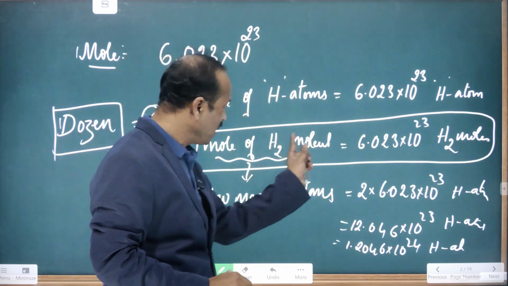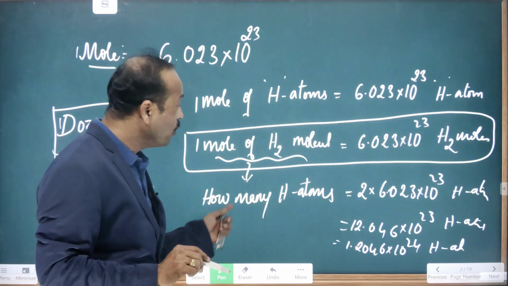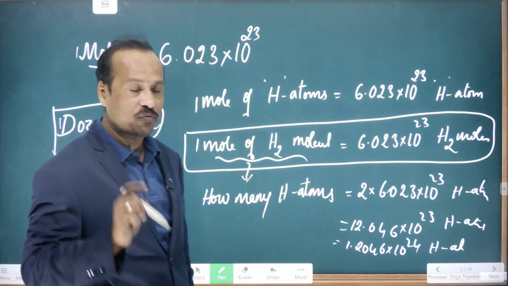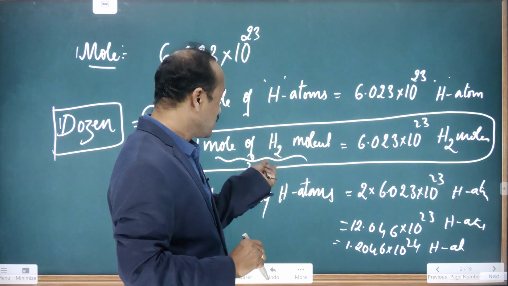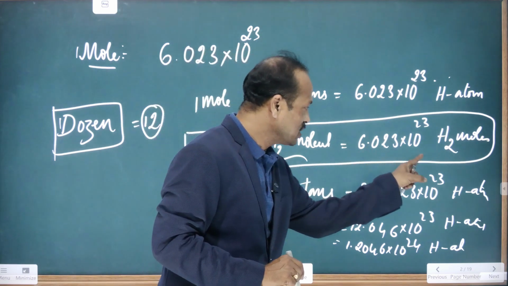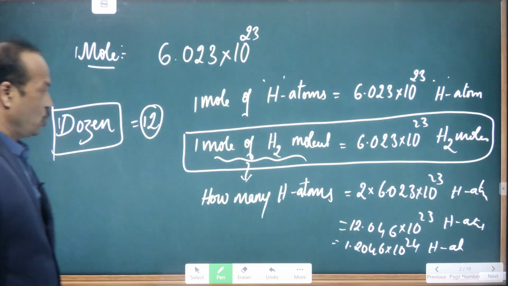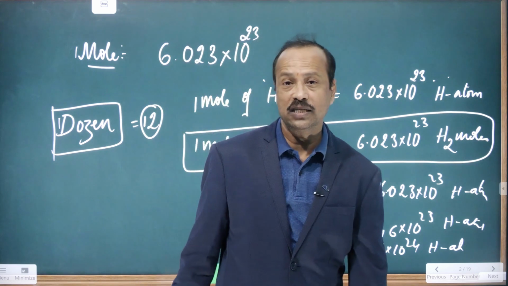So, if 1 mole of hydrogen molecules consists of 6.023 into 10 to the power of 23 hydrogen molecules, how many hydrogen atoms are present in 1 mole of hydrogen molecules? Each molecule consists of 2 hydrogen atoms, like this for 1 mole. So, did you understand now? That is 1 mole.